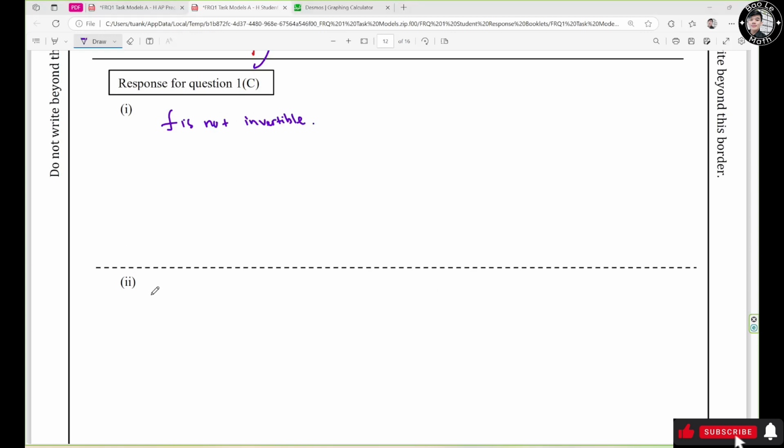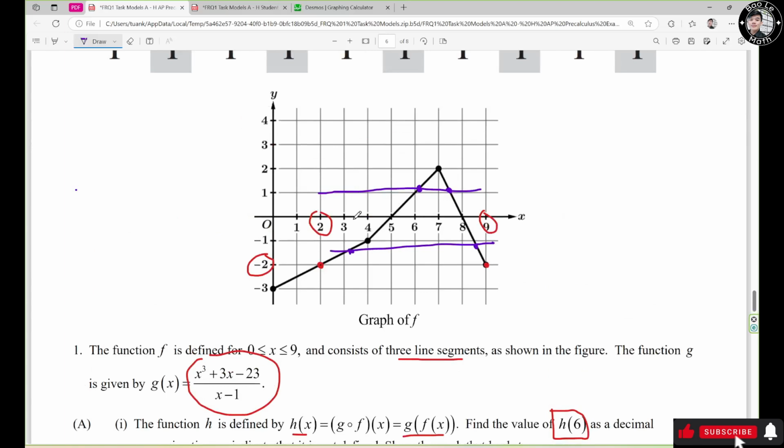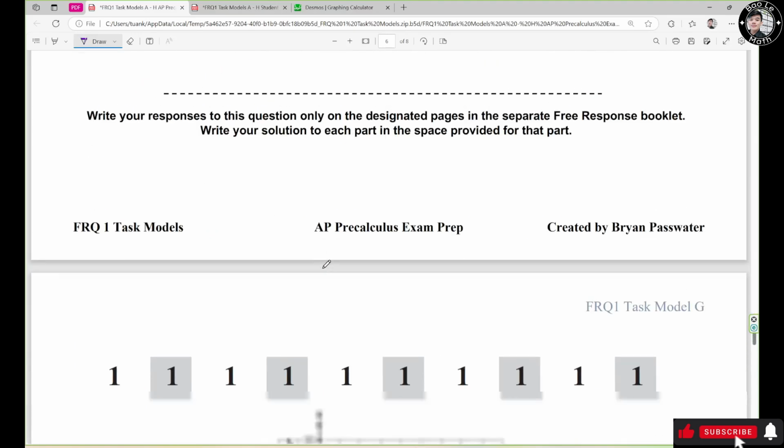For question C i, you need to say that it is because each output value of the function f is not mapped from a unique input value, because you see that f of 5 equals 0 and f of 8 equals 0 right here. Now let's move on to the next question.